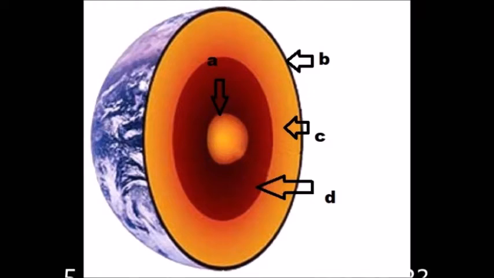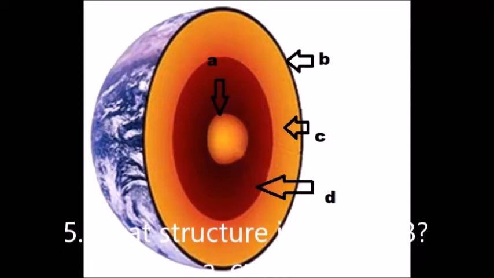Number 5. What structure is labeled B? A. The crust, B. The mantle, C. The inner core, or D. The outer core?